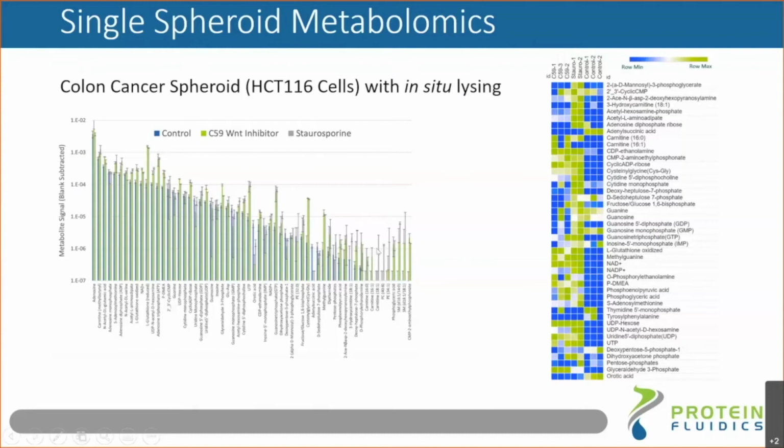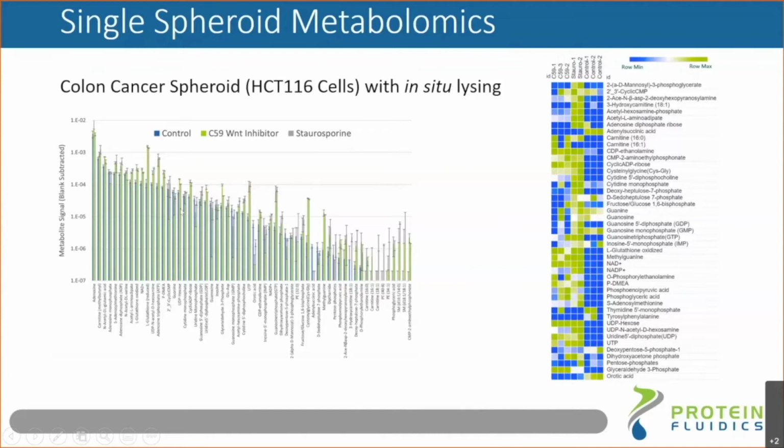Because we're lysing into 20 microliters, there's a natural concentration effect of the metabolites. And it works well with the LC mass spec, which uses about 10 microliters of sample. This shows metabolites that we analyzed from a single colon cancer spheroid, around 2,000 cells.